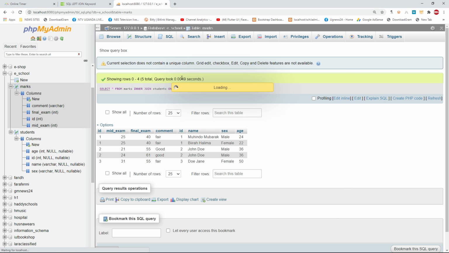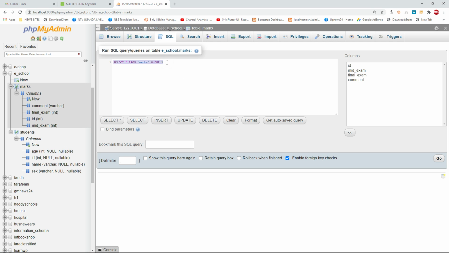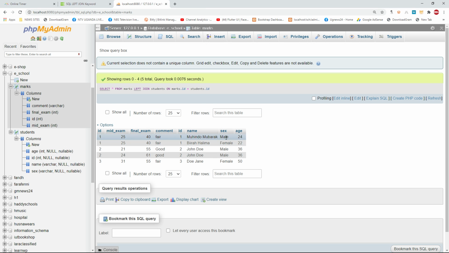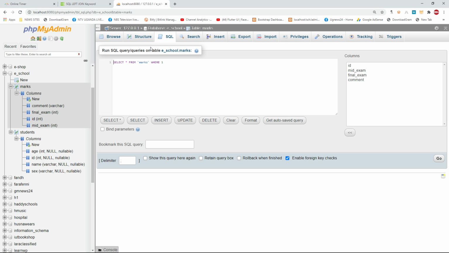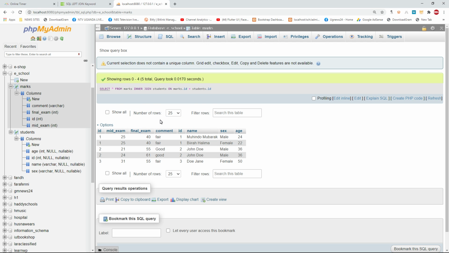So let me run this again. I'm using the left join. So you can see the left join. Mid, final, there's no difference. I have the left join. What's the difference? So let me see. Let me put inner join. Inner join stays the same.